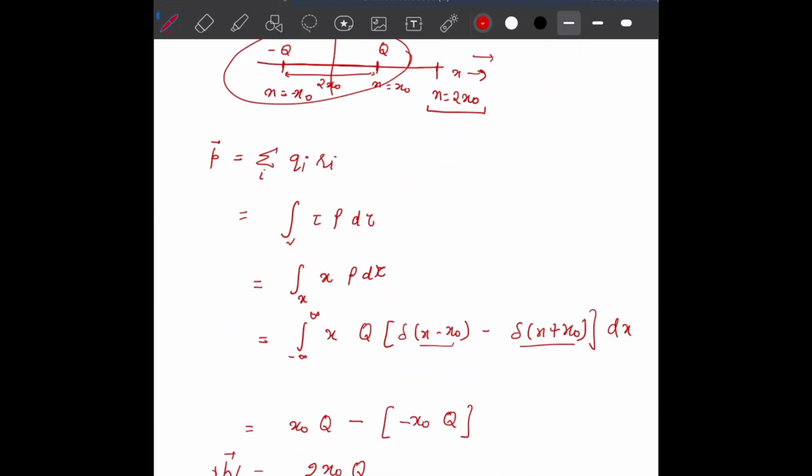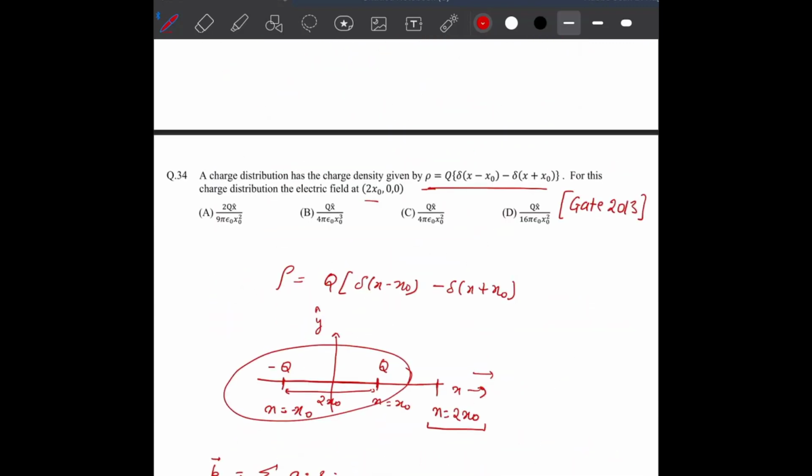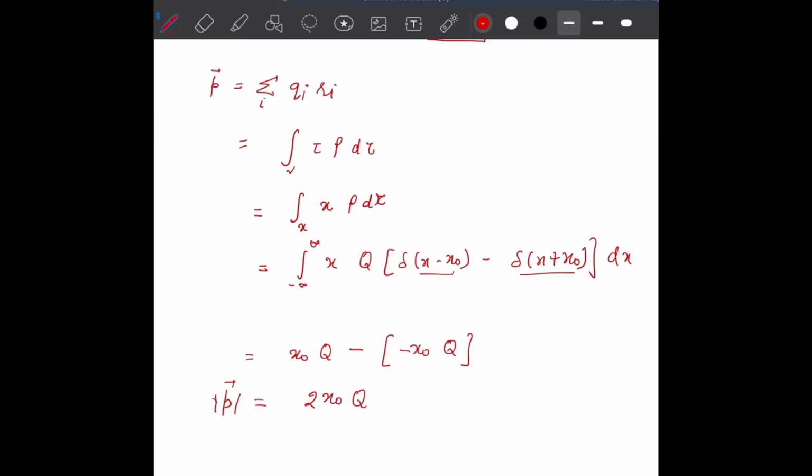In the options, this is not given. There may be some misprinting. Otherwise, this is the correct answer here.